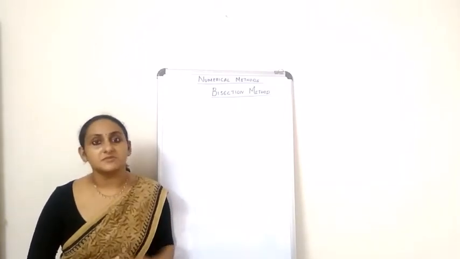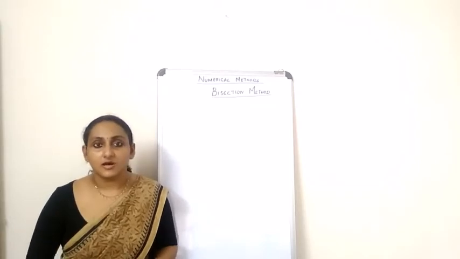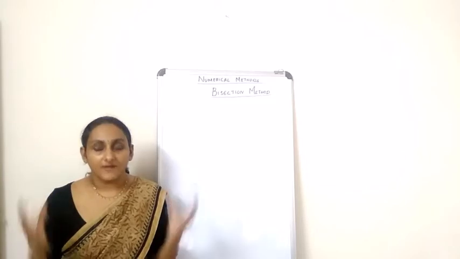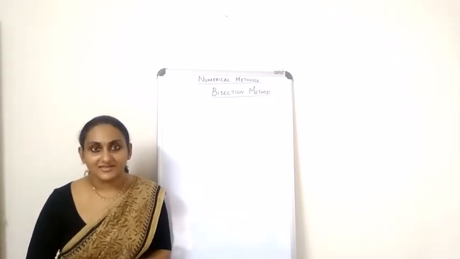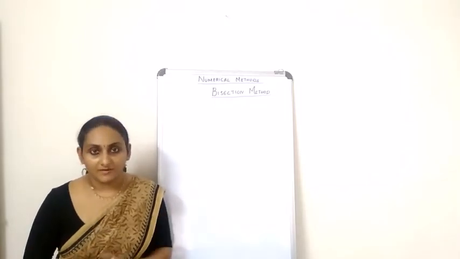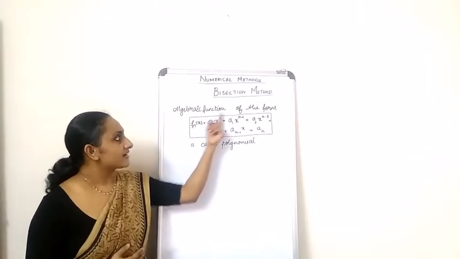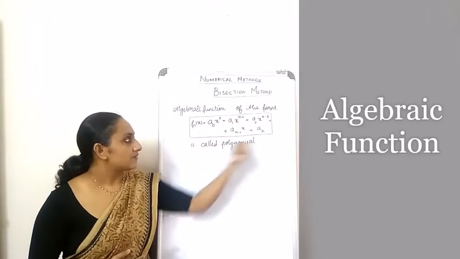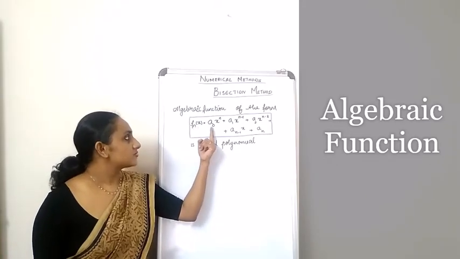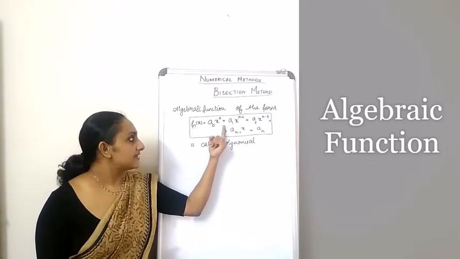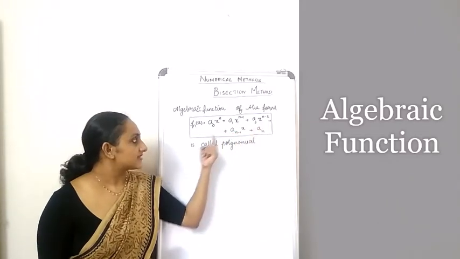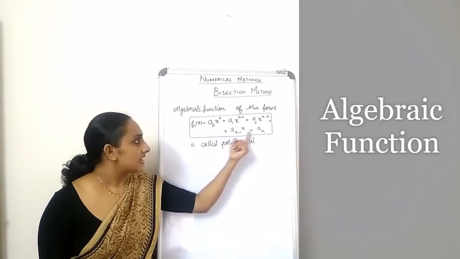Now before moving on to the bisection method, I would like to introduce you to some terms and some different kinds of functions. First we will take a look at what a polynomial function is. This is the algebraic function of the form you see written over here. f n of x is equal to a naught x raised to n plus a1 x raised to n minus 1 plus a2 x raised to n minus 2 plus etc. plus a n minus 1 x plus a n.